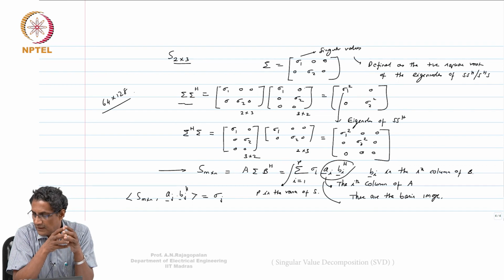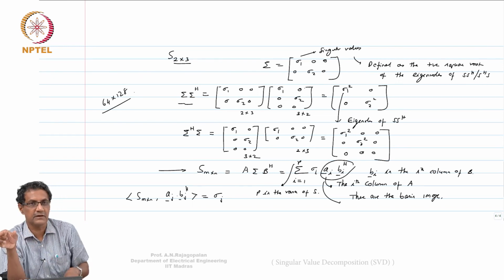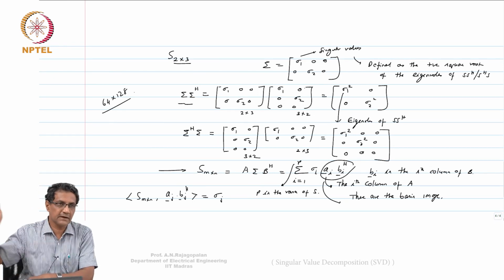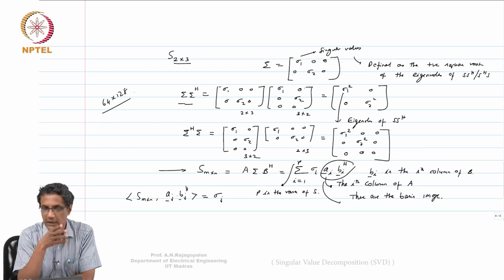Now you have to see how many such basis images you can add. Again, you will go by the significance of the singular value. Something which is less significant, you may not want to transmit. So you may want to pick the most significant singular values and only add them up.